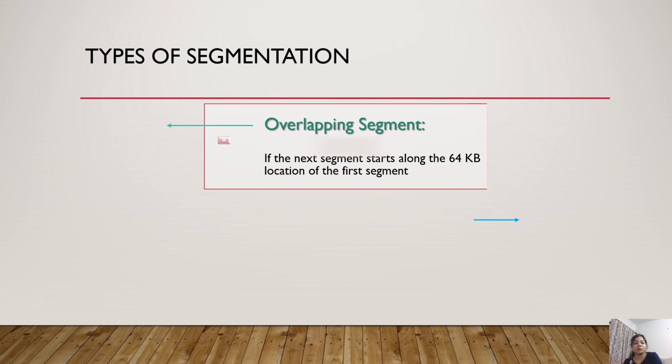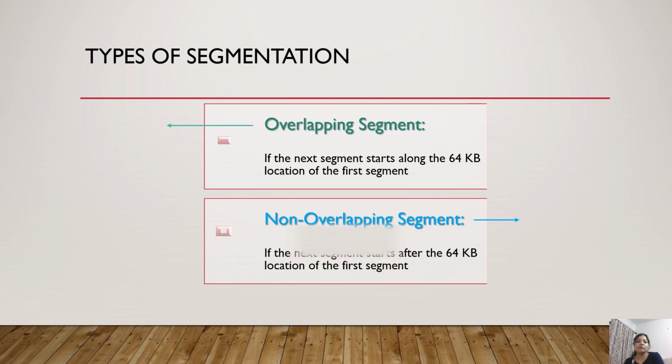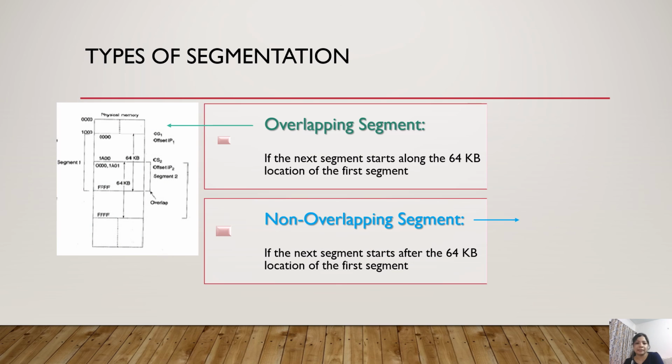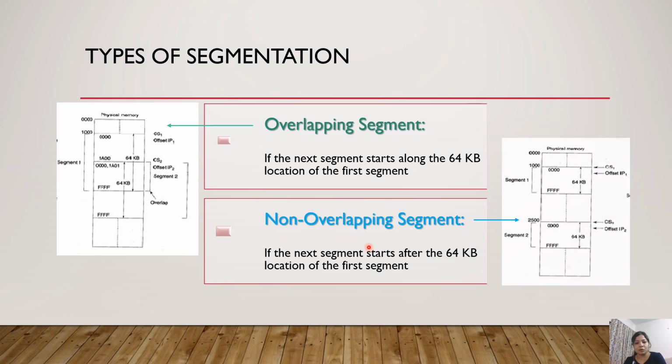This is the very last part of my presentation. This is about the different types of segmentation. So we have two types, overlapping segment and non-overlapping segment. And as the name suggests, overlapping segment has two segments, I mean, segment 1 and segment 2, which have an overlapping area. That means the second segment starts along with the 64 kilobyte location of the first segment. Hence, these two are called the overlapping segment, and the non-overlapping segment is the straightforward one.